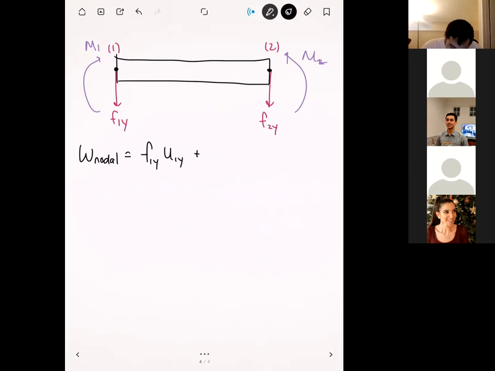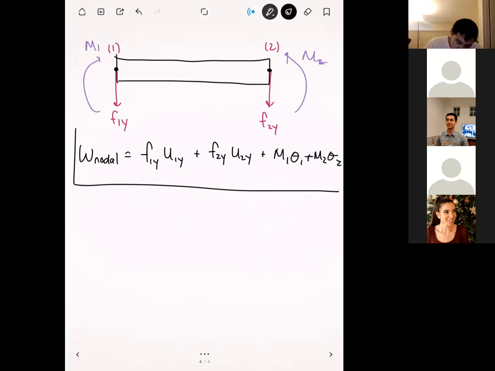Then we're going to have the same thing for F2. Okay, so we have F2y, U2y. Okay. And then we have the work that's being done by the moments. Okay, so we're going to have M1 theta 1 plus M2 theta 2. And so this formula right here gives us the work that's performed by our nodal loads.